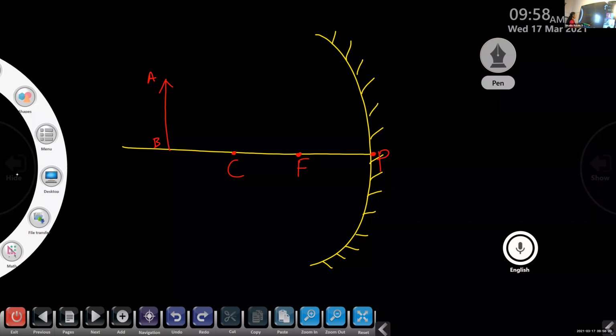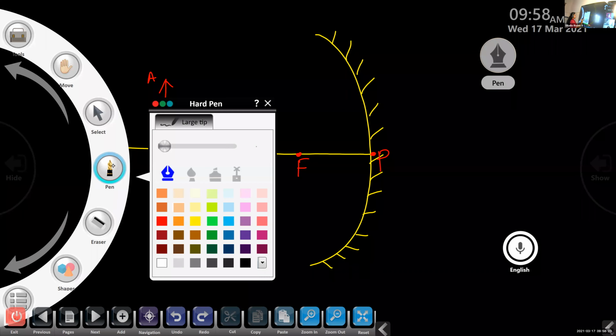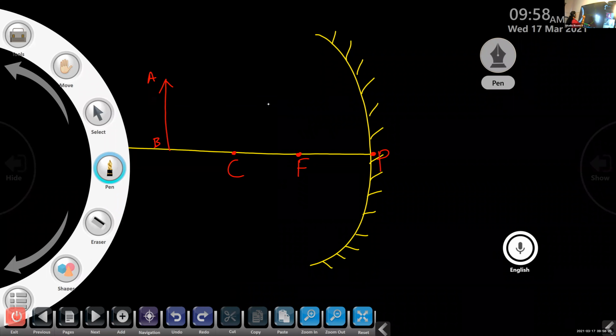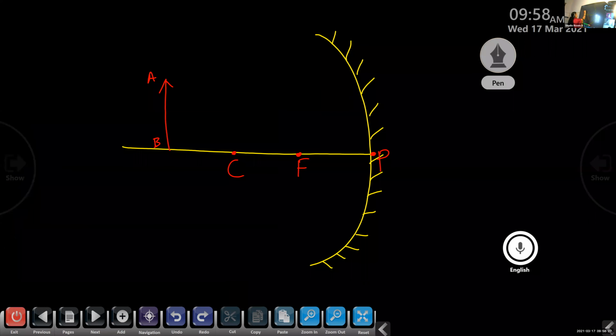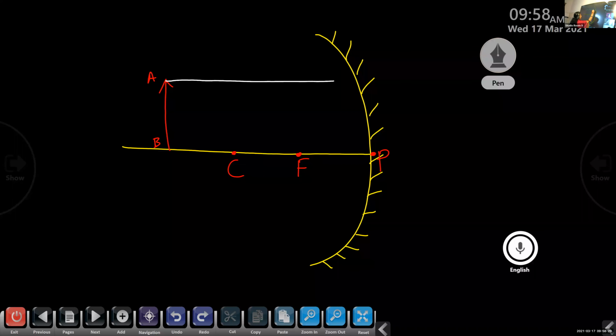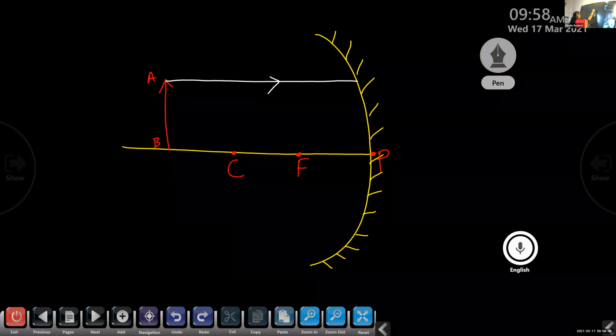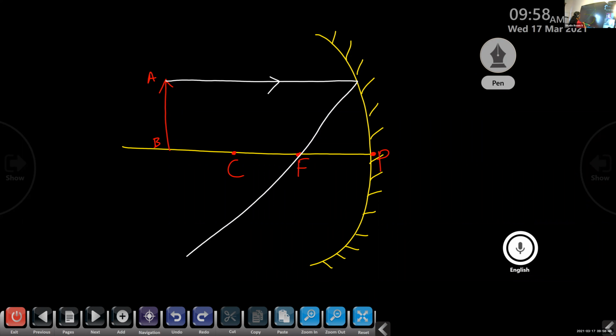Now, what do we want? We want at least 2 rays to draw the ray diagram. So here, the ray of light came parallel to the principal axis. If the ray of light came parallel to the principal axis, after the reflection, what happens to this ray of light? It passes through the focus. Yes, very good. It passes through the principal focus, right?